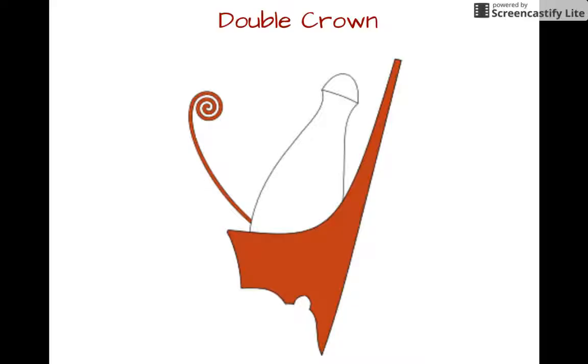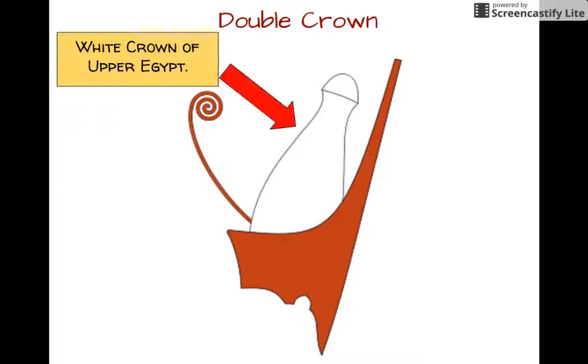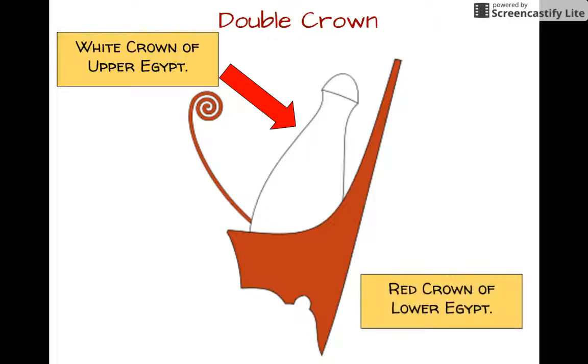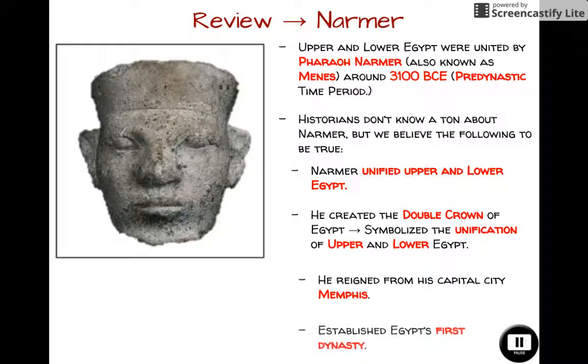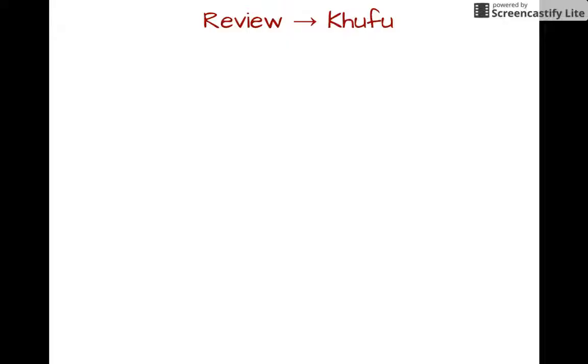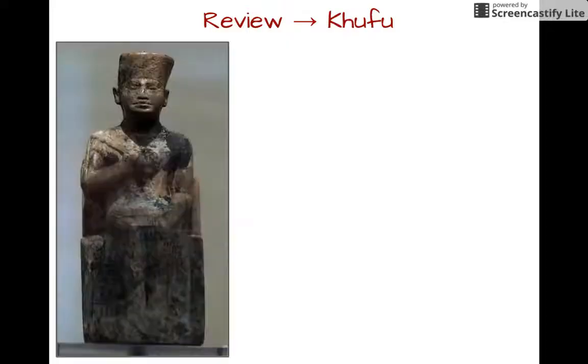And here's that double crown that we talked about and looked at in class. You have the white crown of Upper Egypt pictured there, and you have the red crown of Lower Egypt pictured there. We also believe that he reigned from his capital city in Memphis, and we said he's going to establish Egypt's first dynasty.